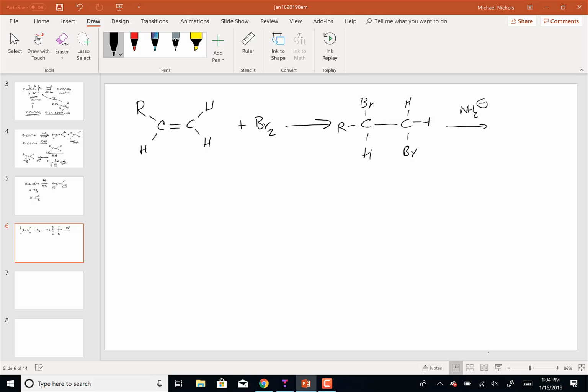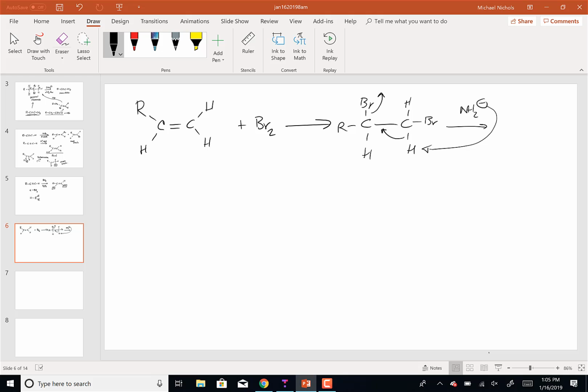So here's what I'll do. I'll change it like that. So now the base comes in, grabs that hydrogen, that pair of electrons goes there, and that bromine gets kicked off. So what's important is that the hydrogen and the bromine are trans, but this is the best way I can show that happening in this Lewis dot structure.